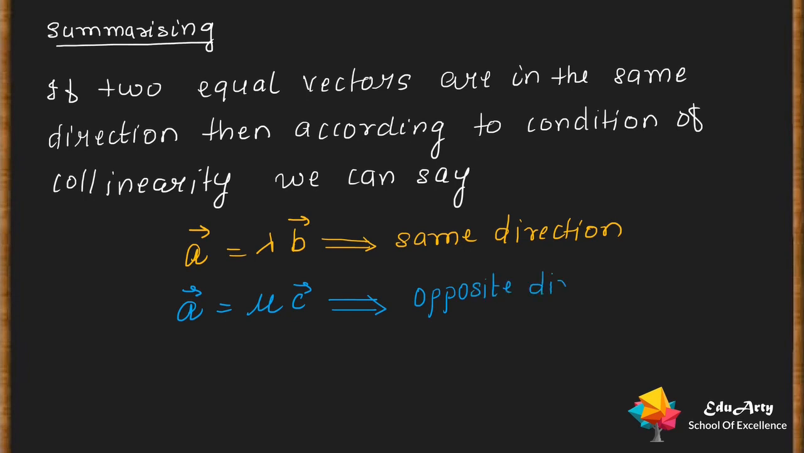Just to summarize what we did before, this is the first condition of collinearity. What we did until now was the first condition of collinearity. We are going to do the second condition of collinearity now.